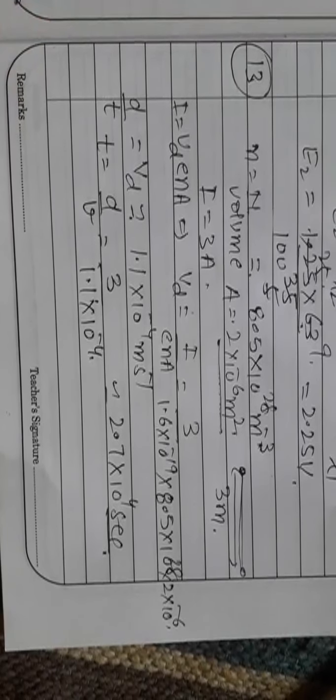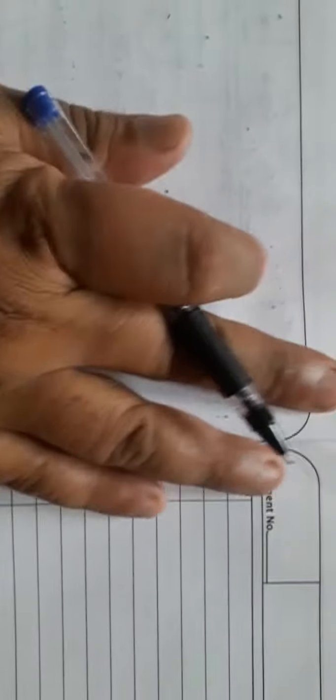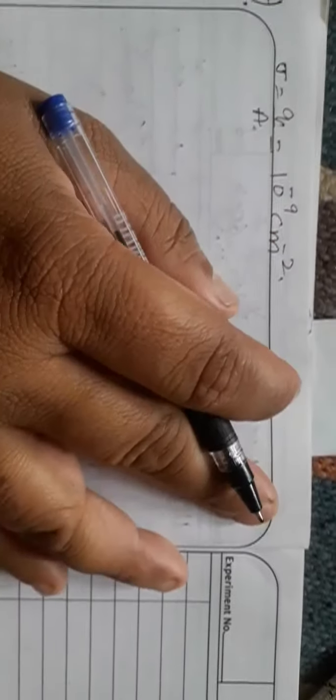Now after 13 comes question number 14. The earth surface has a negative surface charge density. So sigma is given, sigma is charge by area. Earth surface has negative charge density 10 to the minus 9 coulomb per meter square, and the radius is also given.